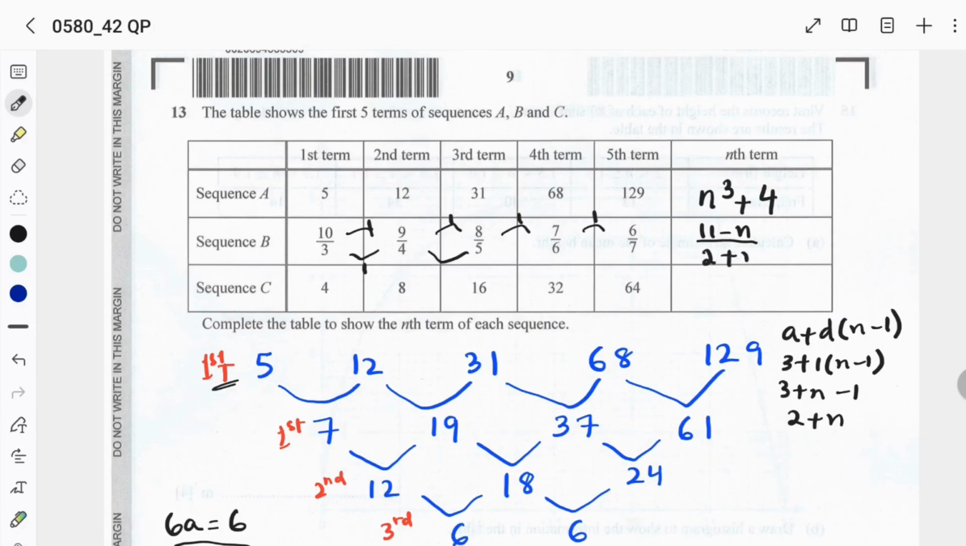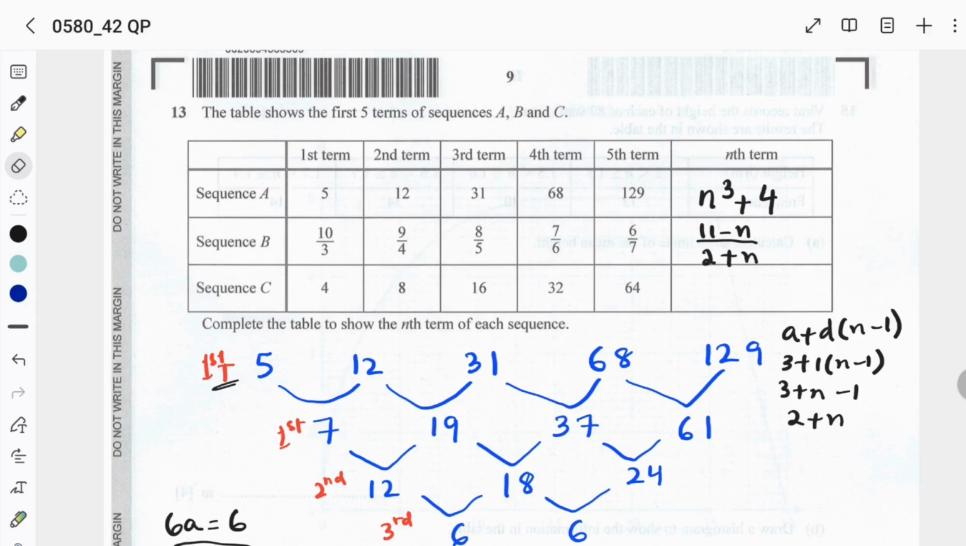So 2 plus n. Verify your answers first, then go to the third one. 11 minus 1 is 10, 11 minus 2 is 9, 11 minus 3 is 8. Now in the denominator, 2 plus 1 is 3, 2 plus 2 is 4, 2 plus 3 is 5. So we verified the answers for sequence B as well. So we did the nth term for sequence A and sequence B.